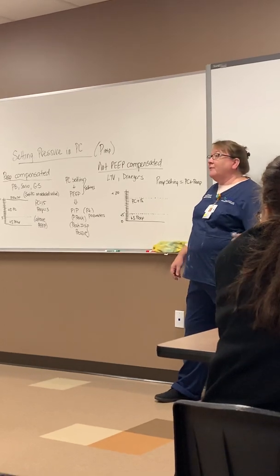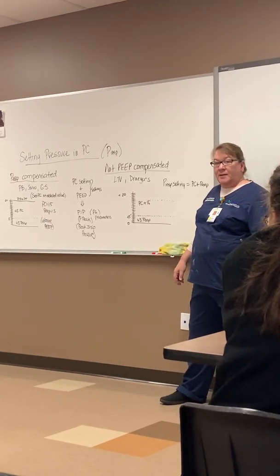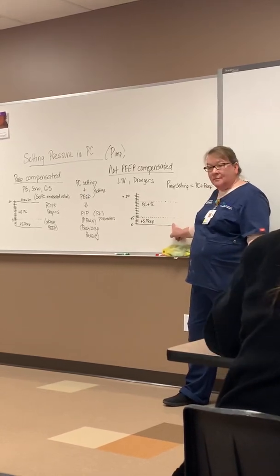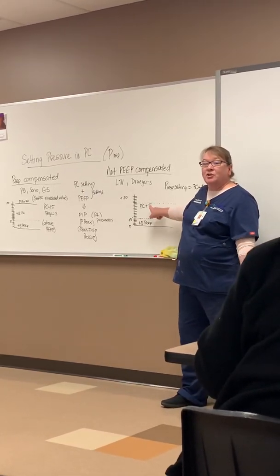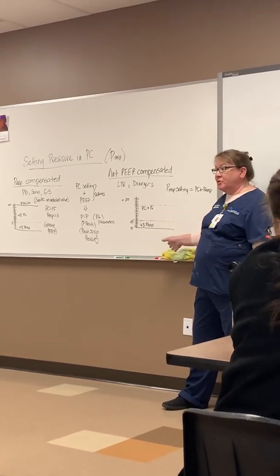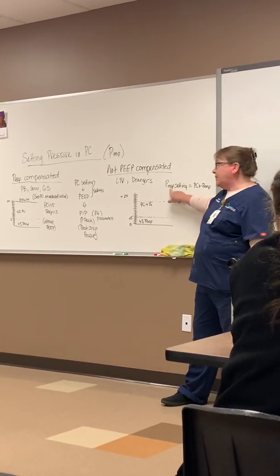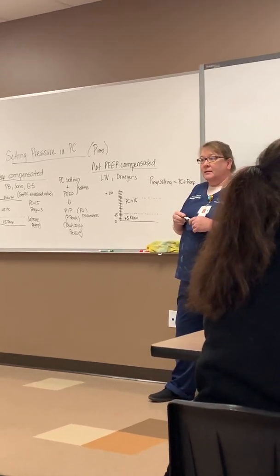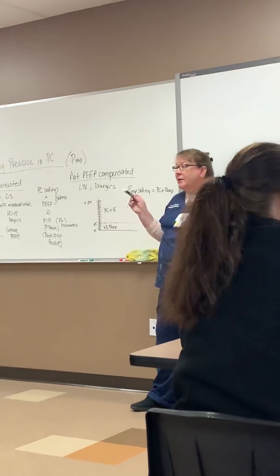If it's 25 plus 5, you would have to make it 30. If the PEEP is 8 and you want pressure control at 15, you would need to set it at 23. Because you're just gonna add the two together. And then that's where the actual setting is. Everybody with me? Is there anybody who doesn't understand?